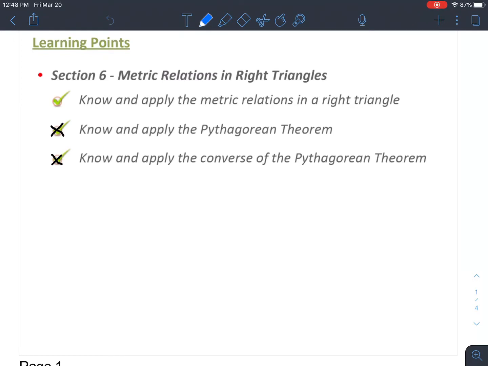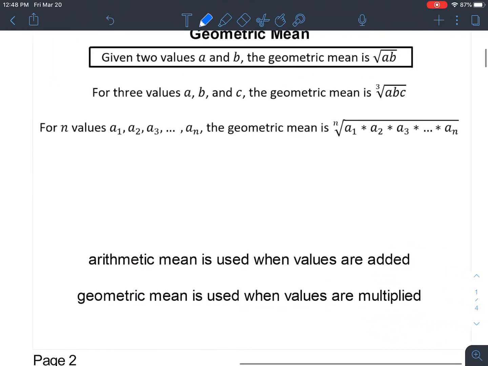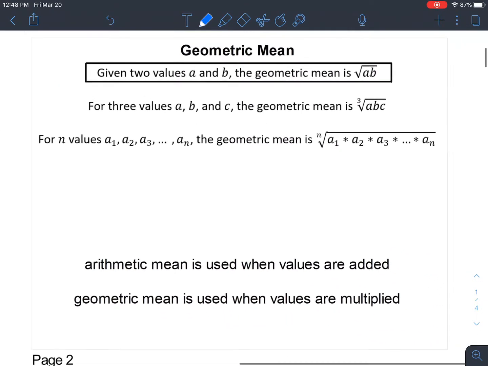So since we've done the Pythagorean theorem, we're going to move back then to the beginning of chapter 6, or section 6, I should say, where we're going to talk about the geometric mean. So the first thing, knowing the definition of the geometric mean, so if we have two values a and b, then its geometric mean is going to be calculated by doing the square root of the product of those two numbers. Now we can also do this if we have more values as well.